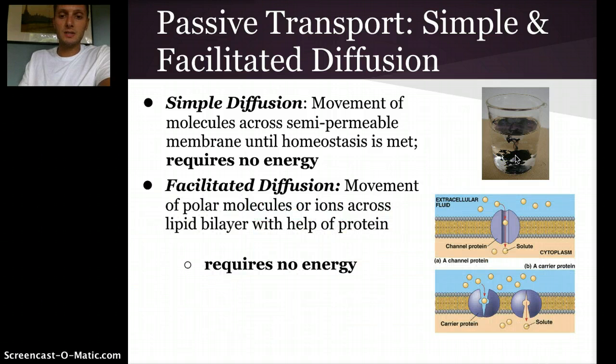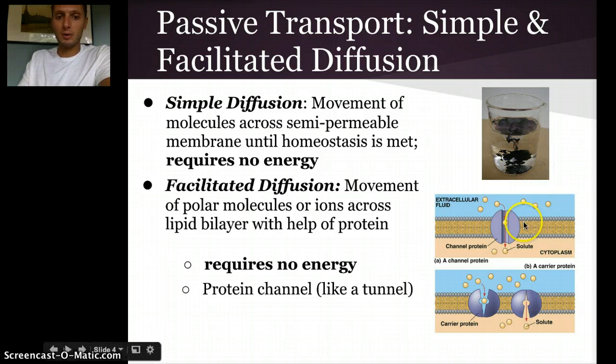And here's a nice image that shows how this actually works. Our first one is a protein channel, and it's kind of like a tunnel. Basically, we have an area of high concentration outside of the cell, and through this protein, our molecules or ions are moving across the membrane through this protein channel.